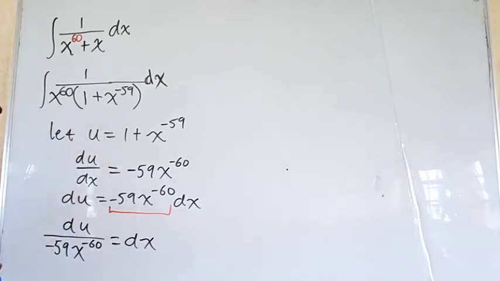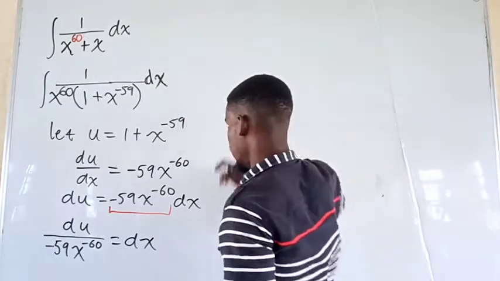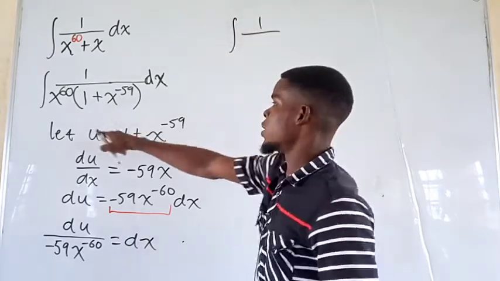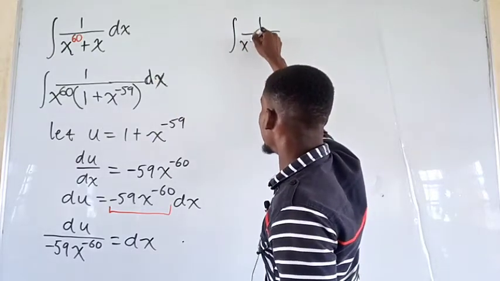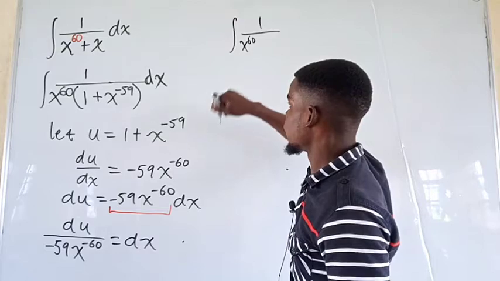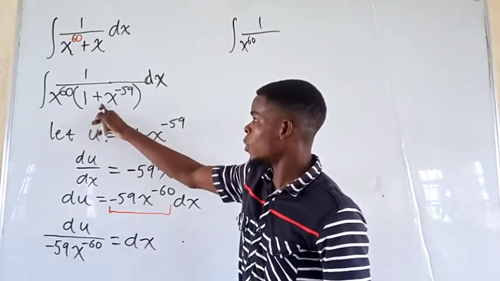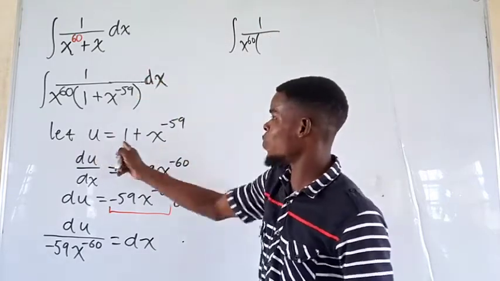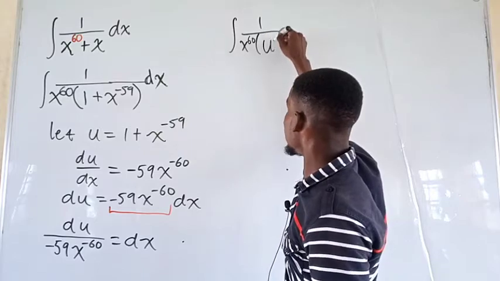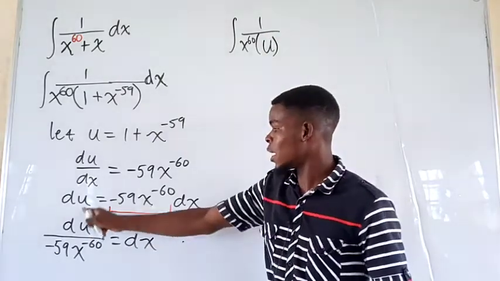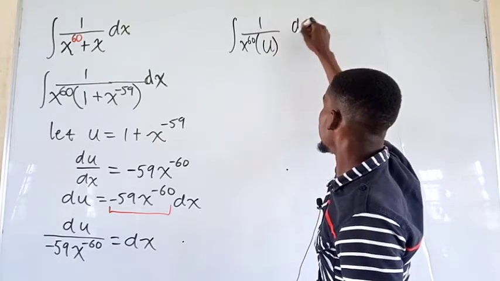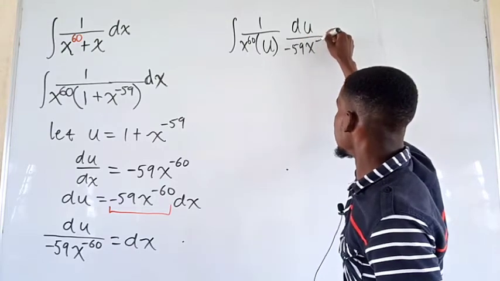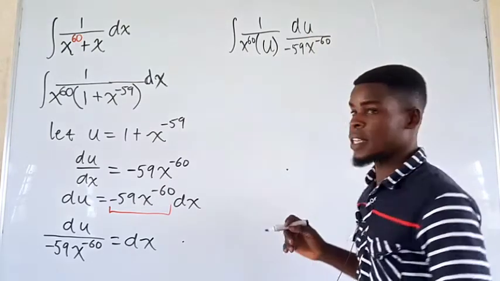So let's go ahead and rewrite everything very nicely. From here, we're going to be talking about the antiderivative of, well, this is x to the power 60, okay? And then, in place of 1 plus the whole of that, I'm just going to put down u, right? Because I said let u be this part, so that is just u. Then in place of dx, I'm going to put down the whole of that. That will be du divided by negative 59 x raised to the power of negative 60. Very nice, like that, alright?